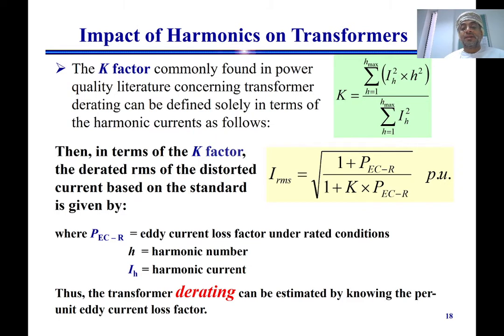Okay, and this is the K factor of the transformer, so it can be calculated from this formula over here: the harmonic current times the harmonic order squared, over the summation of the harmonic current squared. That will give you K. And then the derated current that flows through the transformer will be given by that K. It will depend on the PEC, which is the eddy current losses factor, plus 1 over the K factor times the eddy current losses factor.